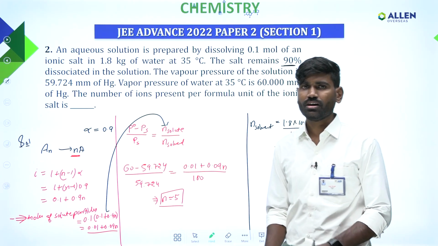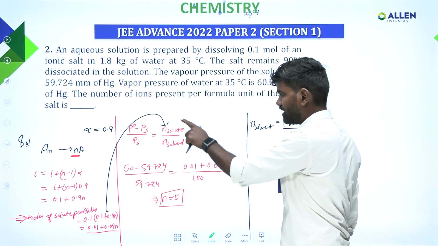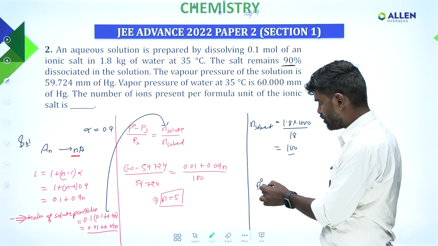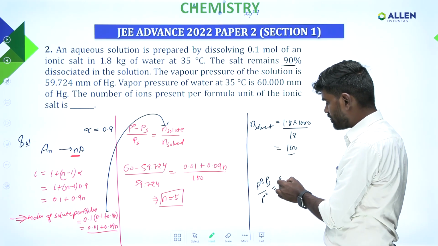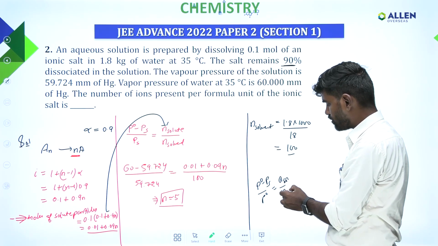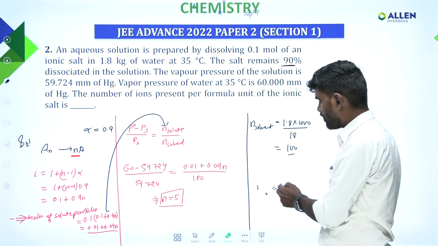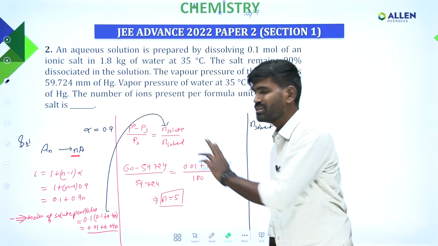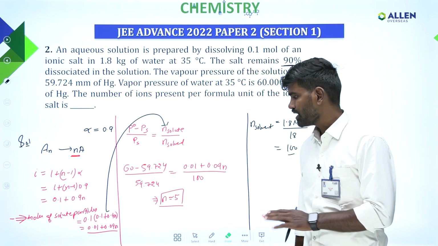But if you are using another formula, that is, this same expression, n solute by n solvent for dilute solution, there is one more thing. If you know, P naught minus Ps by P naught can be written as n solute by n solvent for dilute solutions. You can write directly. If you use this, then you get exactly 5, but the question has not mentioned dilute solution. That's why we have proceeded with this particular formula. Although it involves tough calculation, we get the answer.